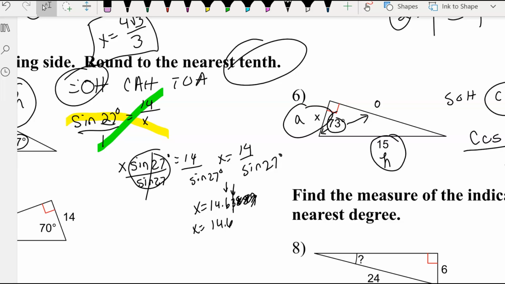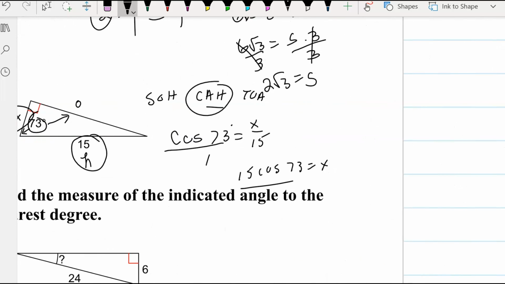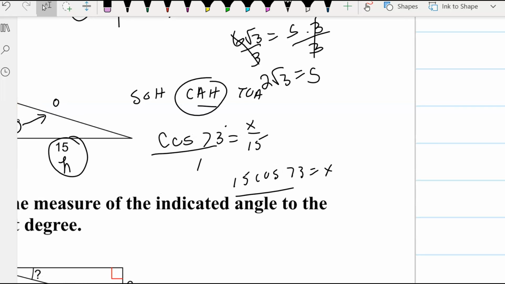14 divided by sine of 27 is 30.837. We want to knock it off to here, so we're going to just cancel those off. Gotta make sure it's in degree mode. My bad. 15 cosine of 73. I got a negative number, that's how I knew. Some students were telling me, Miss, I keep getting a negative number. Yeah, that's a dead giveaway that you are in radians.